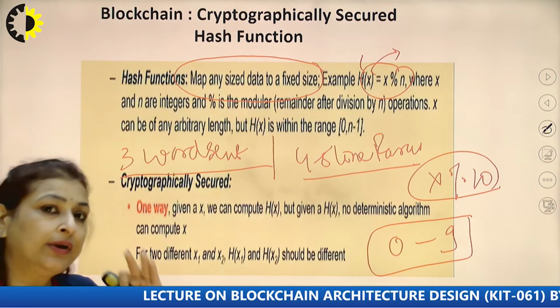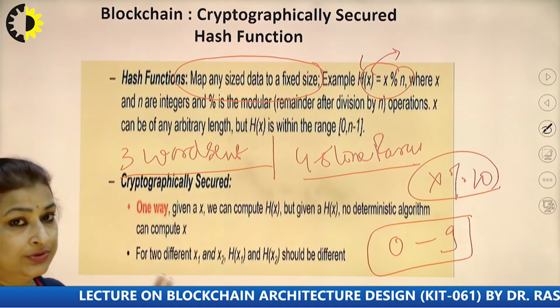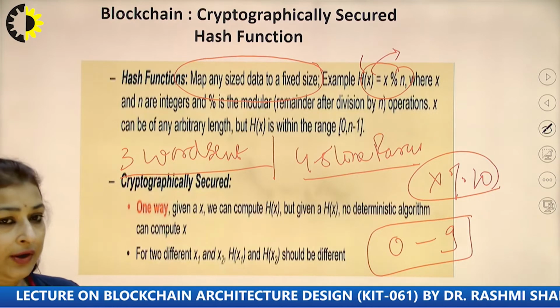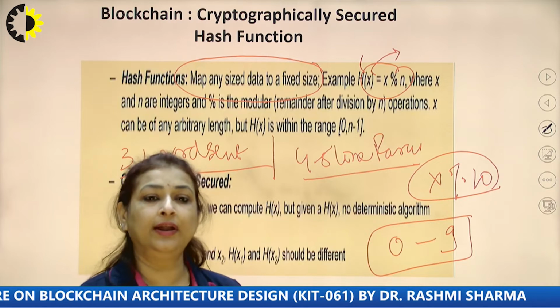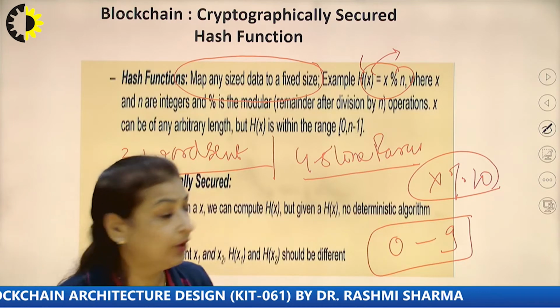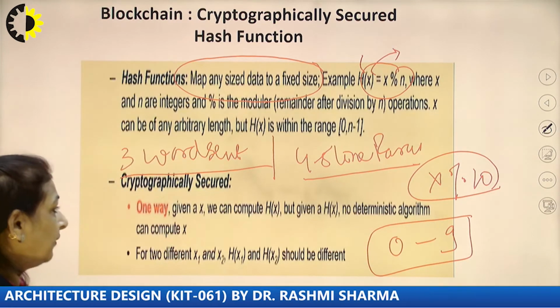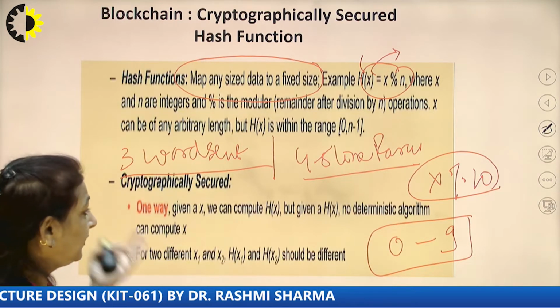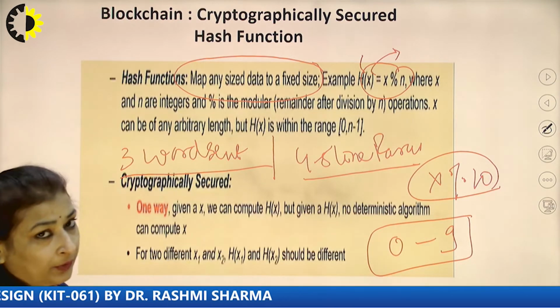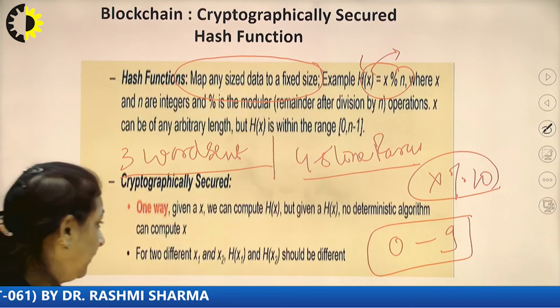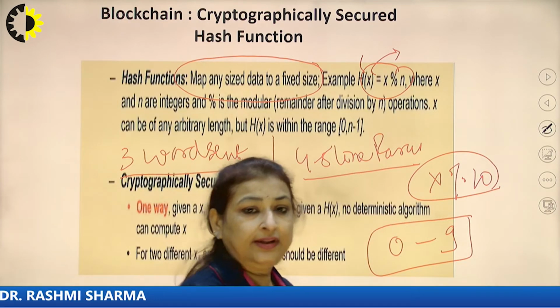So when we want a fixed size value, then we use a hash function. We don't want that whenever the message is more, the length of that hash key should be more. So it is one way that we can calculate this hash key, and these algorithms can be different.